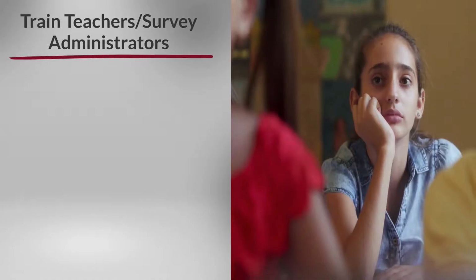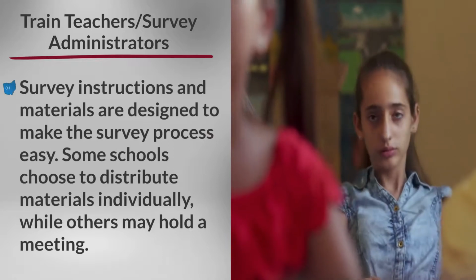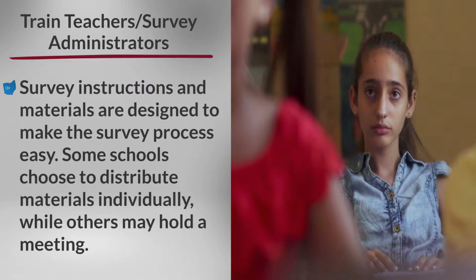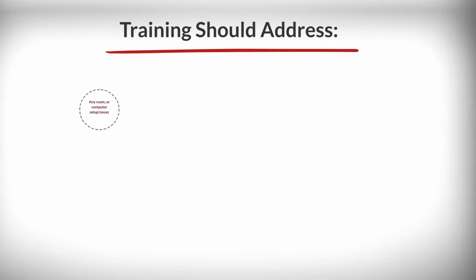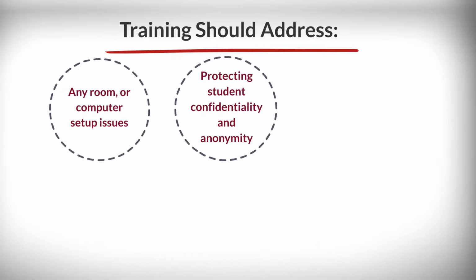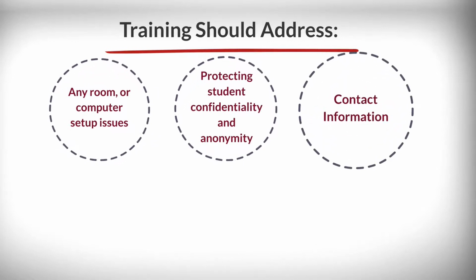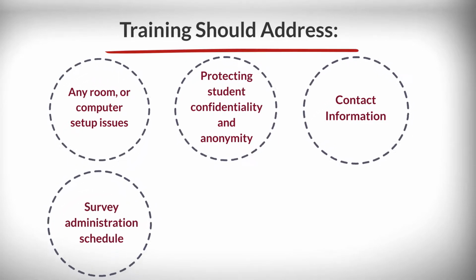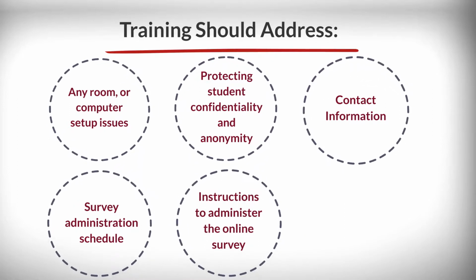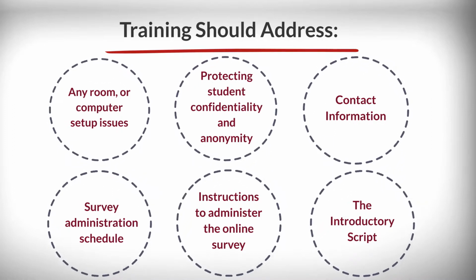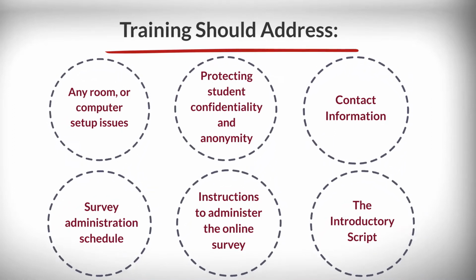Train teachers and/or survey administrators. Survey instructions and materials are designed to make the survey process easy. Some schools choose to distribute materials individually, while others may hold a meeting. Training should address any room or computer setup issues, procedures related to protecting student confidentiality and anonymity, the names of the persons students should contact if they have questions, the survey administration schedule, instructions to administer the online survey, and the introductory script, which is available on the OHYES website, and emailed to all principals and school survey coordinators.